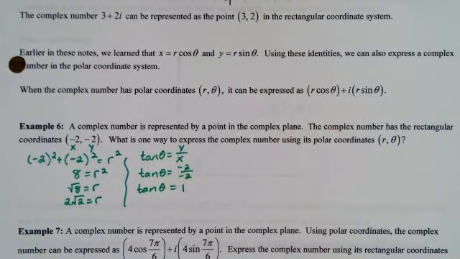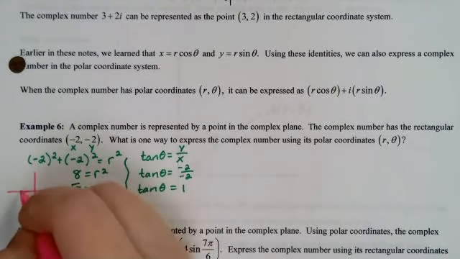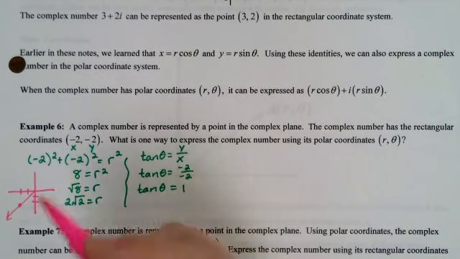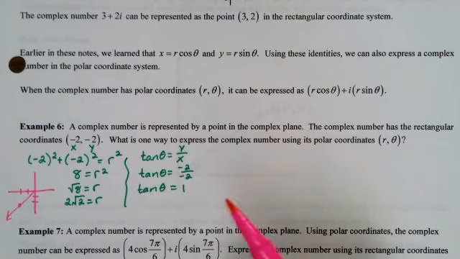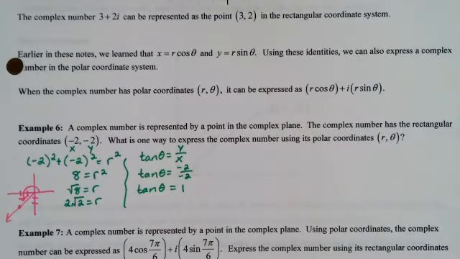There are two places where tangent is 1 on your unit circle. So I'm going to sketch this really quick to make sure that I'm talking about the correct location. The point (-2, -2) is going to be over in here, right? And so in this quadrant, this angle for theta is going to be 5 pi over 4.